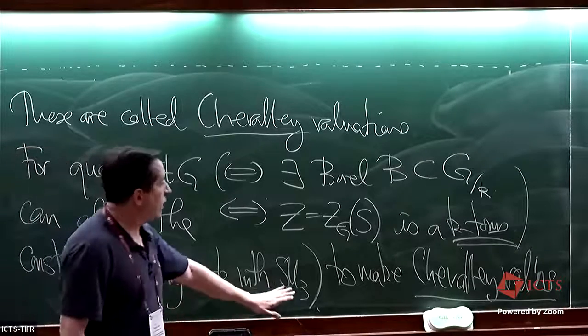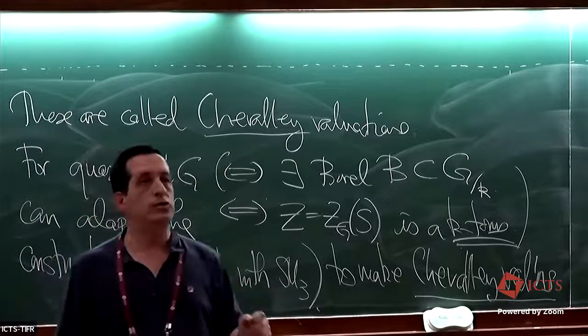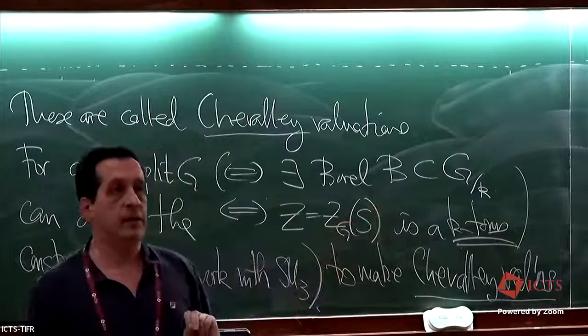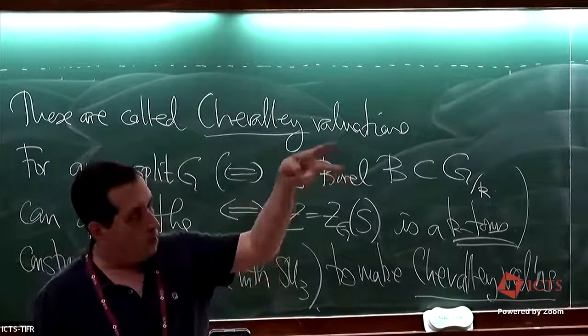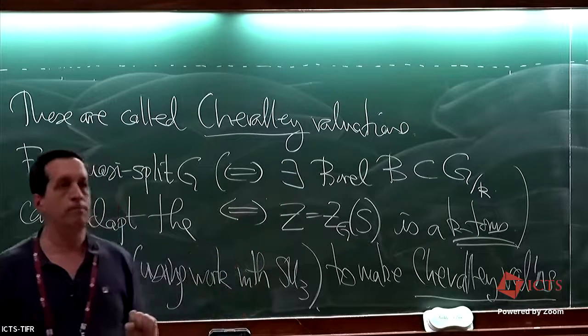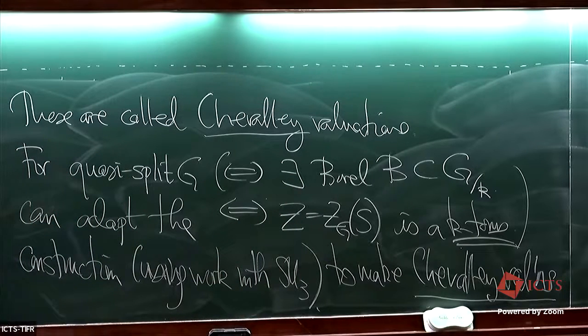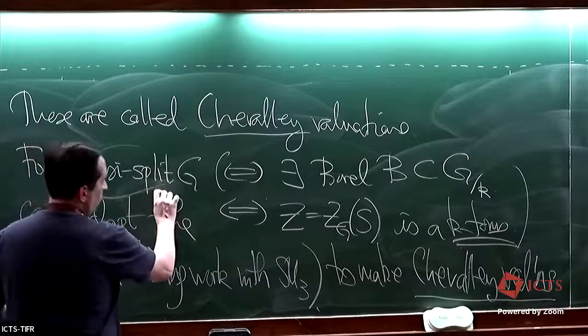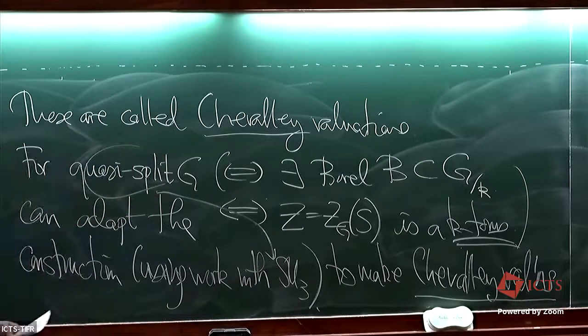I'm sorry, so when I write SU3, I'm referring to the quasi-split version of SU3. So you start with a quadratic Galois extension and you make that kind of split-looking Hermitian form. Yes, absolutely, working with the quasi-split version of SU3, yes.